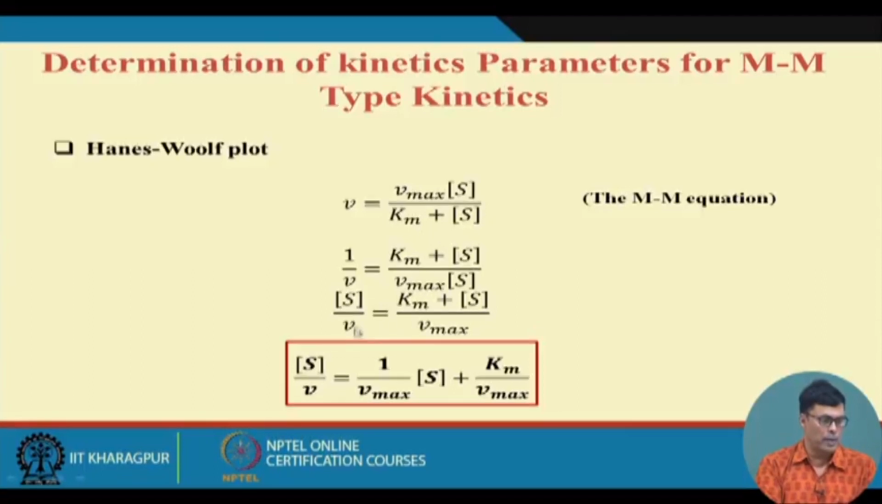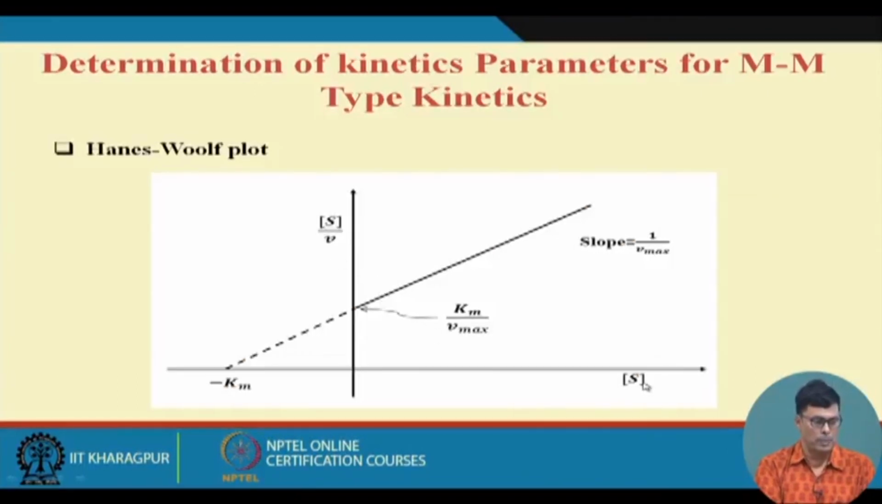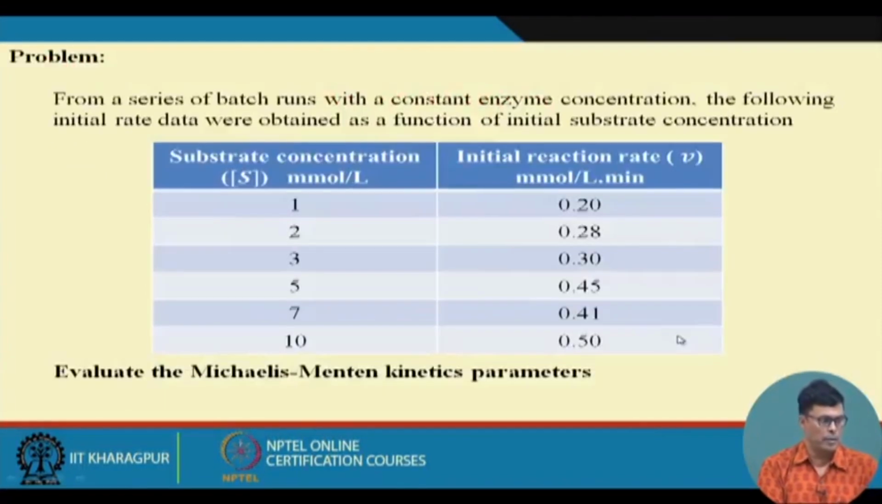This is S by V equals 1 by Vmax times S plus Km by Vmax. So it is also similar to a straight line equation. You see this is constant and this is also constant, and S is the variable. Now if you plot S by V versus S, then the intercept will be Km by Vmax and the slope will be 1 by Vmax. You put the Vmax value here and you can find out the Km value. So any of these plots can be used for finding the kinetic constants of an enzymatic reaction.